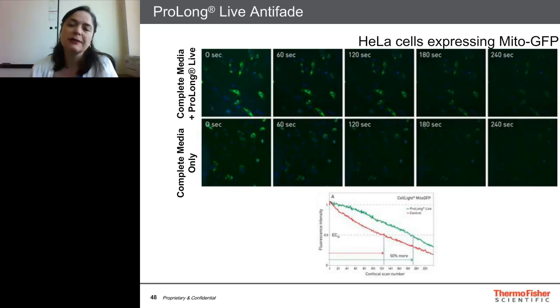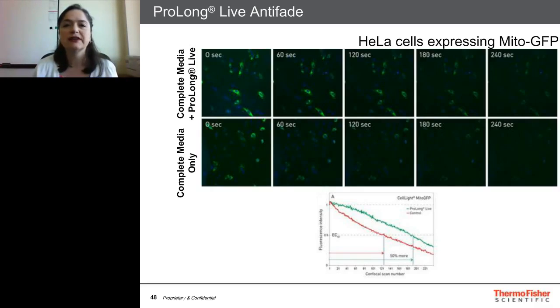very toxic to cells. But there is something that we offer called Prolong Live, as opposed to Prolong Diamond, which I just mentioned, and it's to help with photobleaching in a live cell experiment.